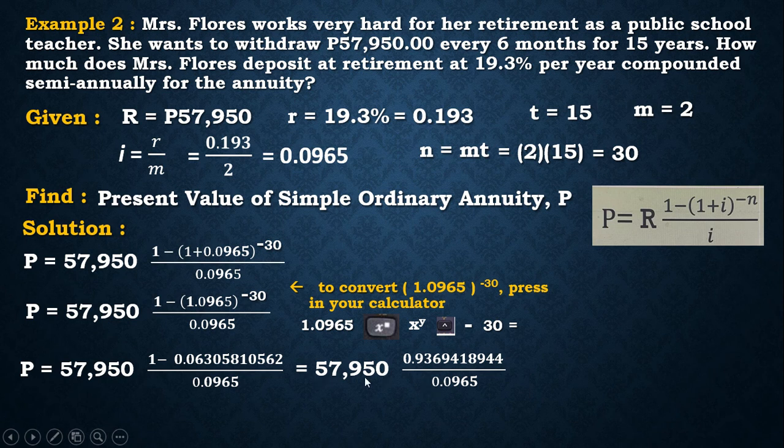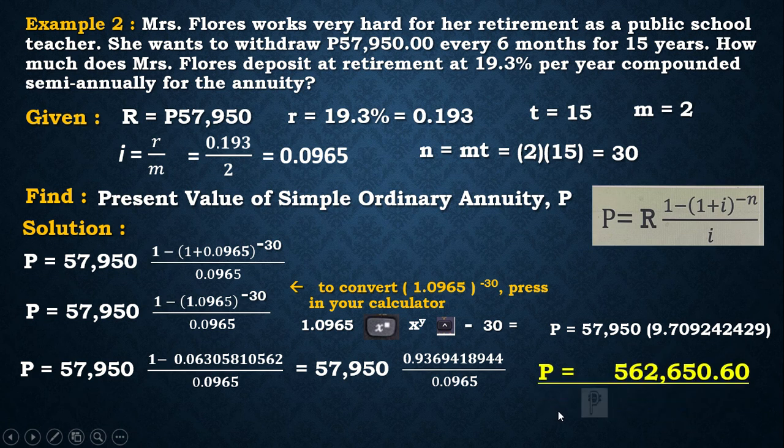Ang susunod pong step ay i-divide naman po natin ito. Hindi po dapat muna itong galawin ulit. I-divide po natin itong dalawa. Ang mangyari dyan ay 9.709242429. Again, paano nakuha ito? I-divide po natin itong part na to. Next step po, i-multiply natin yung 57,950 sa 9.709242429. Ang nangyari po, ang ating present value of simple ordinary annuity ay 562,650.60. Yun po yung pinaka-answer natin. Minultiply ito at ito po ang lumabas.